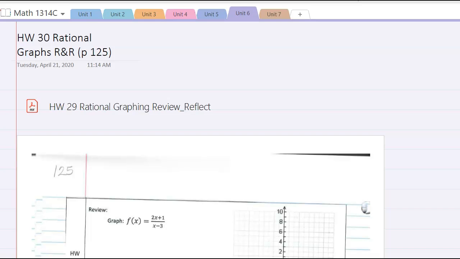This video will cover the review and reflect for the topic of rational graphs. For the review, we are asked to graph the function f of x, 2x plus 1 over x minus 3. You may want to pause this video here so that you may attempt to answer the question on your own.